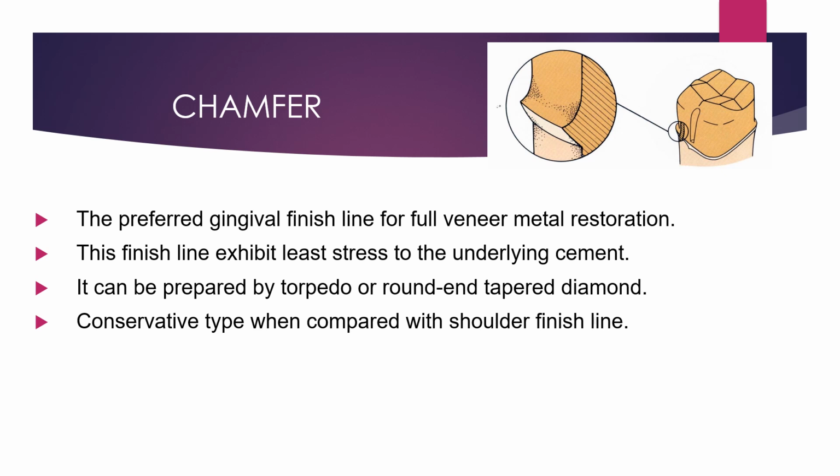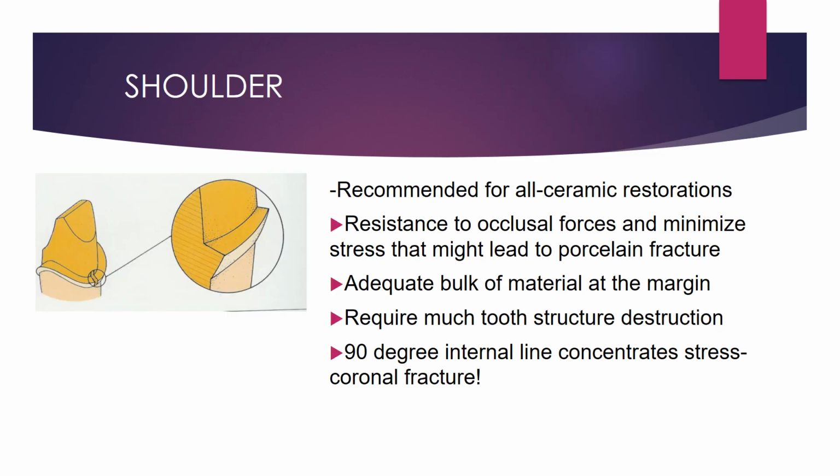It is a conservative type when compared with the shoulder finish line. A shoulder is recommended for all-ceramic restorations, for resistance to occlusal forces and minimum stress that might lead to porcelain fracture. There has to be adequate bulk of material at the margin. It does require much tooth structure destruction. The 90-degree internal line angle concentrates stress, leading to coronal fracture.